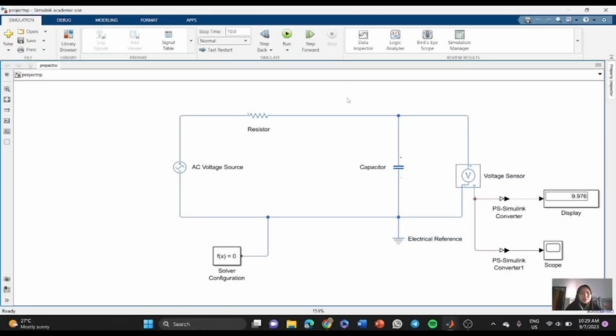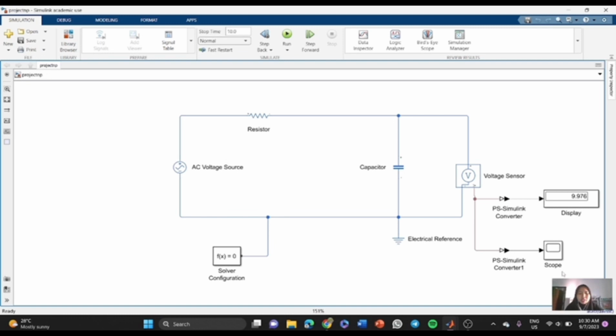Right now I will present the result for our project. Based on the electrical circuit given in figure 1, the circuit is a circuit with an AC voltage source combined with a resistor and capacitor, built using components in the Simulink library. We need to find components such as AC voltage source, resistor, capacitor, electrical reference or ground, and voltage sensor to measure the output voltage value of the circuit to be created later.